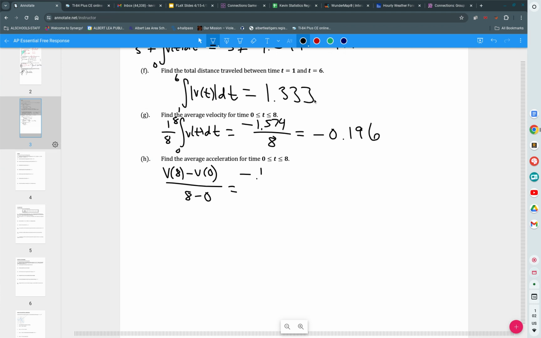So negative 0.124, and we're going to minus a negative 1, and we're going to divide that by 8. So we add those together. I've got 0.876 divided by 8. So let me take 0.876 divided by 8. And that is the average acceleration.